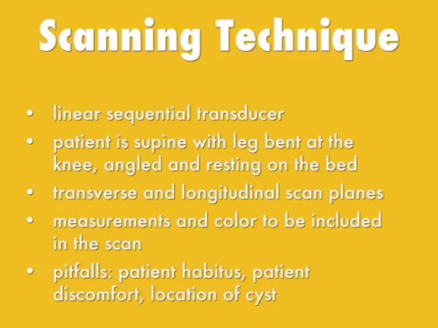For this type of scan, you will use a linear sequential transducer with your patient lying supine, having their leg bent at the knee, angled, and resting on the bed. Be sure to scan in transverse and longitudinal planes and take measurements and color pictures as part of your protocol. A few pitfalls in this scan include patient habitus, which can make the high-frequency transducer hard to penetrate, patient discomfort if they are having tenderness at their knee, and it is an awkward location to scan.